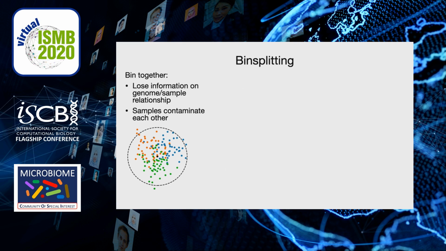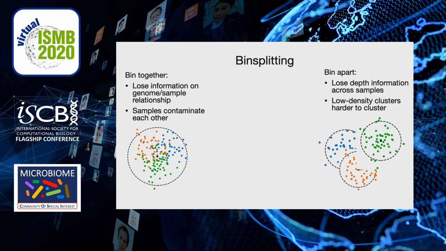A smaller contribution of our work is the process of bin splitting. Normally, when you bin across multiple samples, you're faced with a dilemma. Do you bin your samples together? In that case, you lose information on the relationship between genomes and samples. Furthermore, samples may contaminate each other. Alternatively, you may bin your samples independently, but then you lose depth information across all your different samples. Furthermore, your clusters will be lower density because you have fewer contigs, and this makes them harder to cluster accurately.